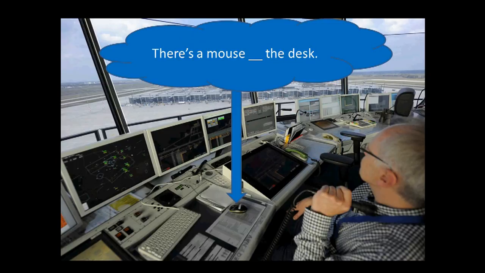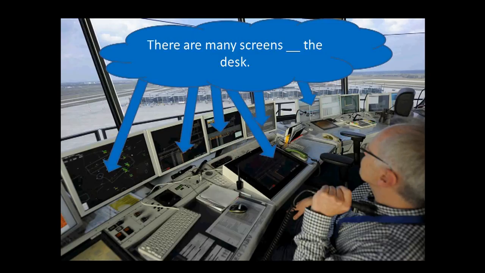How about here? There's a mouse on the desk. Same. There are many screens on the desk. Notice we can also say there are many screens in front of the man because the screens are on the desk, but they're also in front of the man.